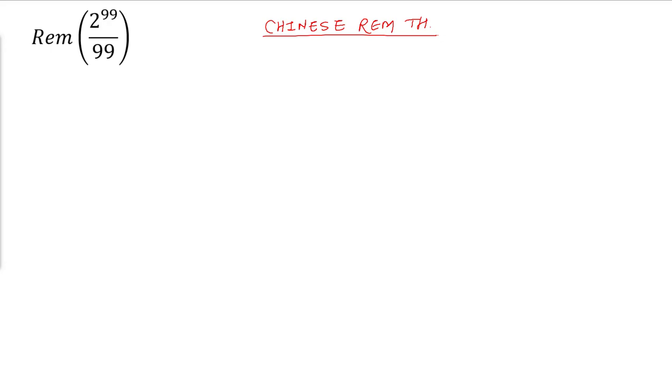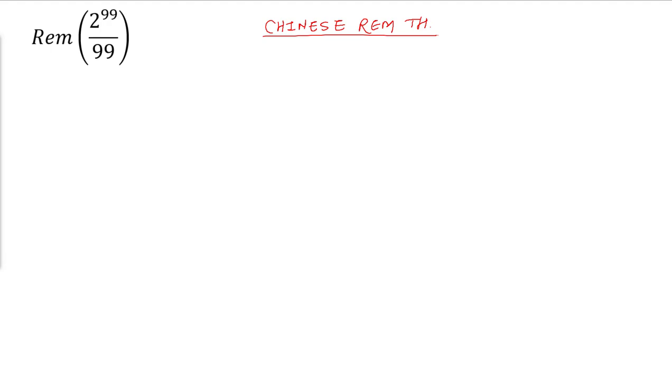Hello everyone. In the last video we saw that not every remainder question can be solved with the help of Euler's theorem. So we need to introduce one more method, that is the Chinese remainder theorem. How to use it, when to use it, and what are the steps.